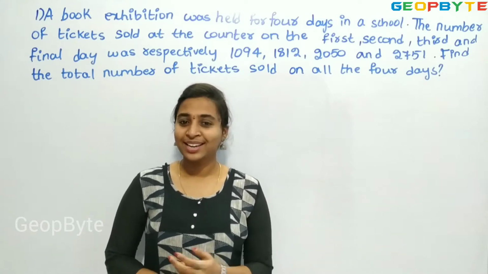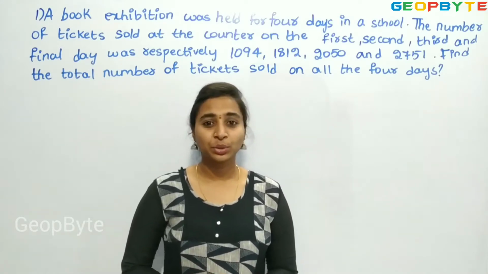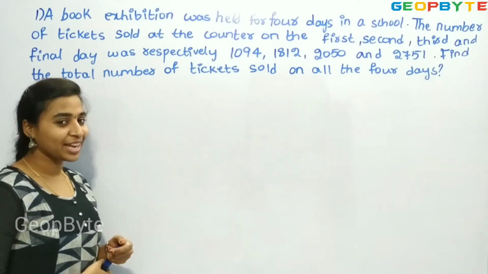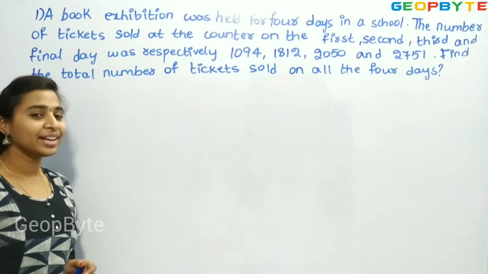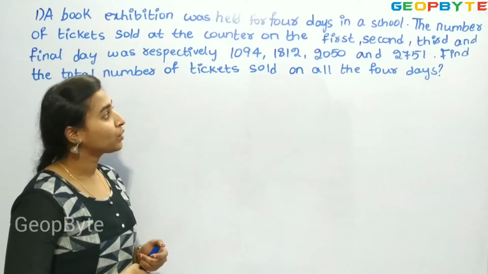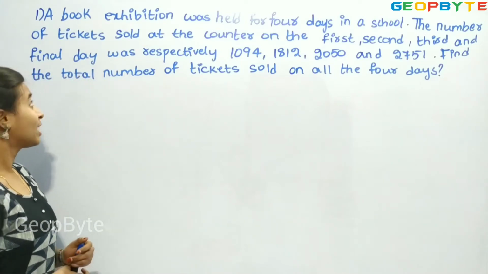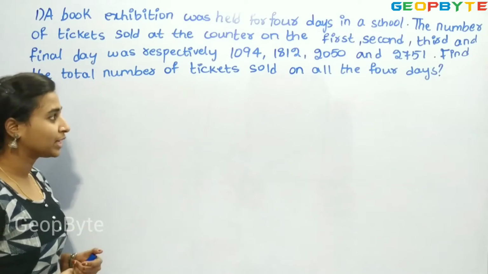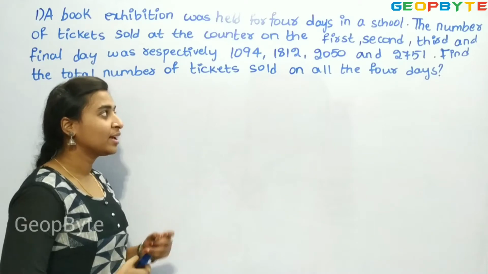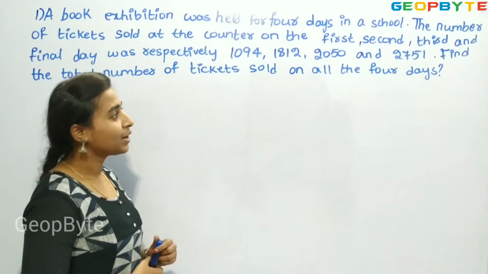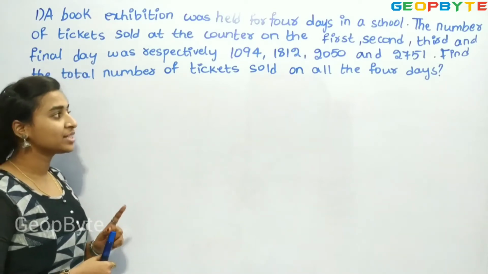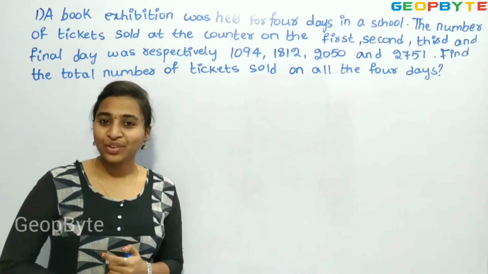Now, let us see exercise number 1.2. In that, the first question is, a book exhibition was held for 4 days in a school. The number of tickets sold at the counter on the first, second, third and final day was respectively 1094, 1812, 2050 and 2751. Find the total number of tickets sold on all the 4 days.